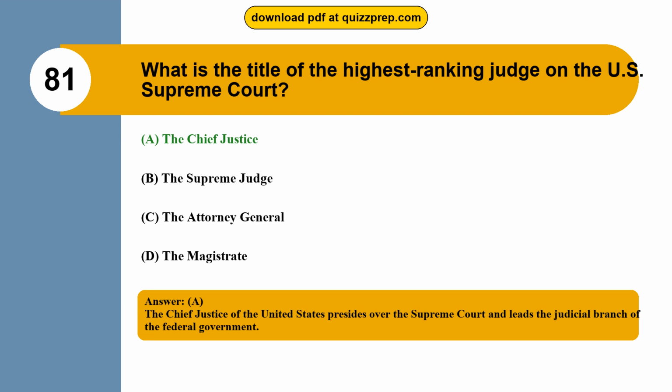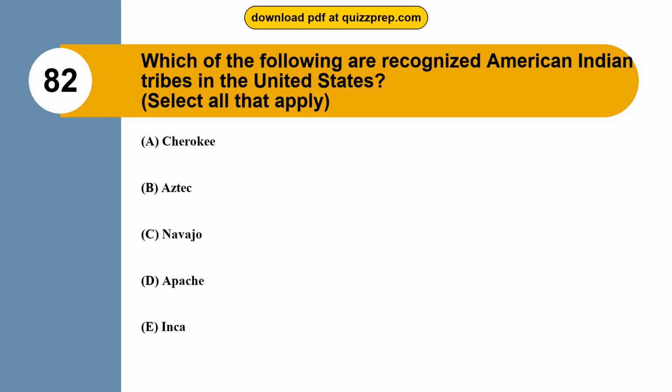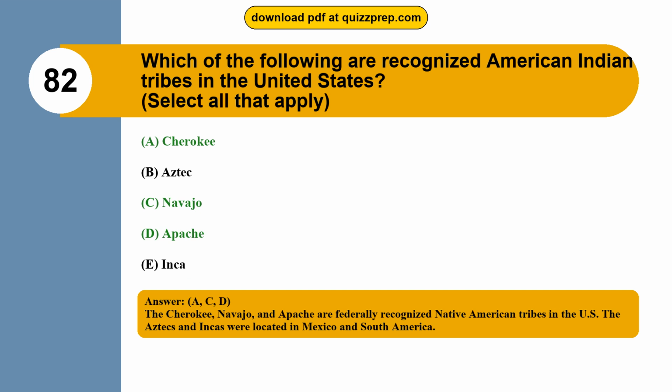government. Question 82. Which of the following are recognized American Indian tribes in the United States? Option A, Cherokee. Option B, Aztec. Option C, Navajo. Option D, Apache. Option E, Inca. The correct answers are options A and C and D. Cherokee, Navajo, Apache. The Cherokee, Navajo, and Apache are federally recognized Native American tribes in the U.S. The Aztecs and Incas were located in Mexico and South America.